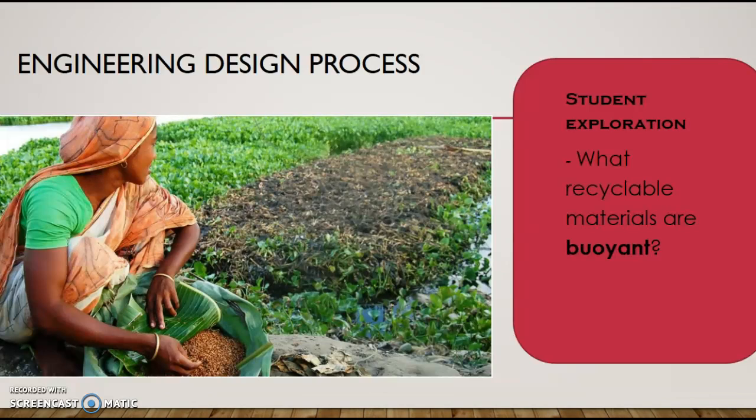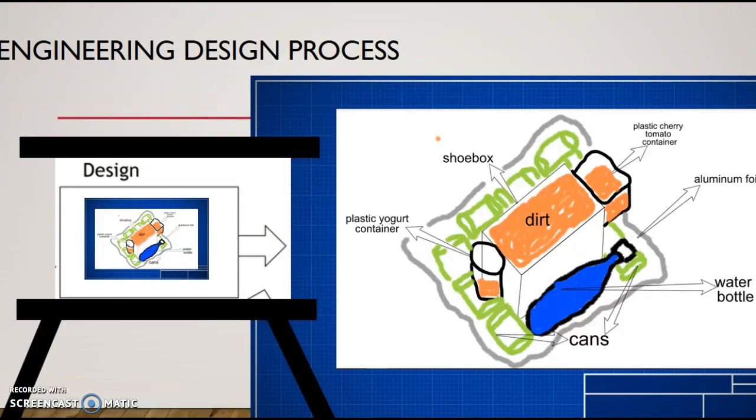Alright, so as I said, that was my exploration phase, but when I have my students complete this activity, their exploration is going to be looking more into the recyclable materials that I have available for them, and they're going to have to determine which ones are buoyant and would actually float on water so that their garden can be successful. And so I would give them a large tub of water and all of the materials I have available, and I'd let them just place the materials in the water and determine what's going to work and what isn't going to work. So that would be more of their exploration phase when they would complete this.